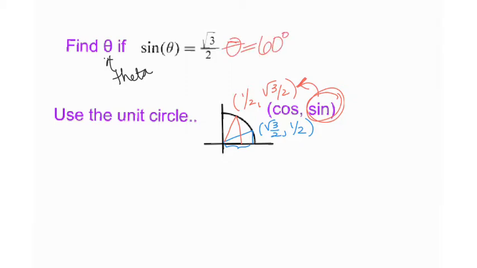So, using your unit circle kind of backwards. I used to give you the angle and ask you the sine and cosine. Now I'm going to give you the sine and cosine. You give me the angle.